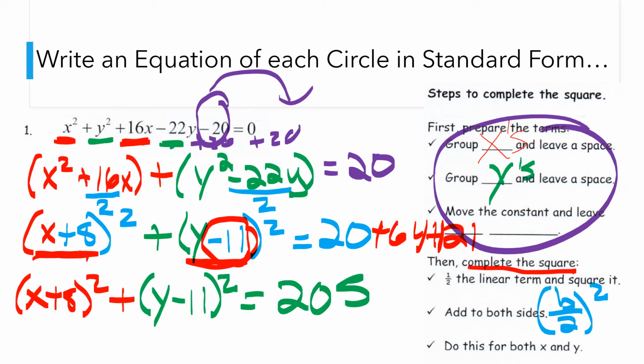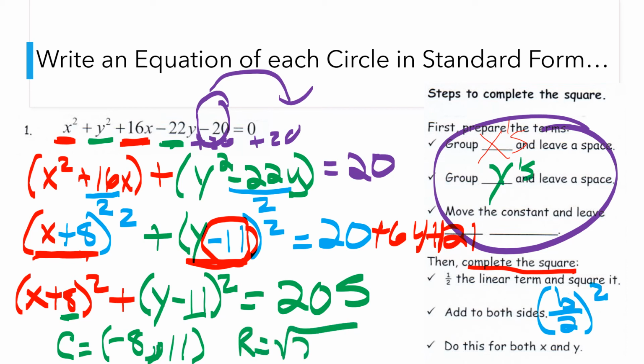And if I ask you further, what would be the center? Using these, it'll be negative 8, 11. Sorry, that's an 11. And the radius would be the square root of this 205. Next slide.